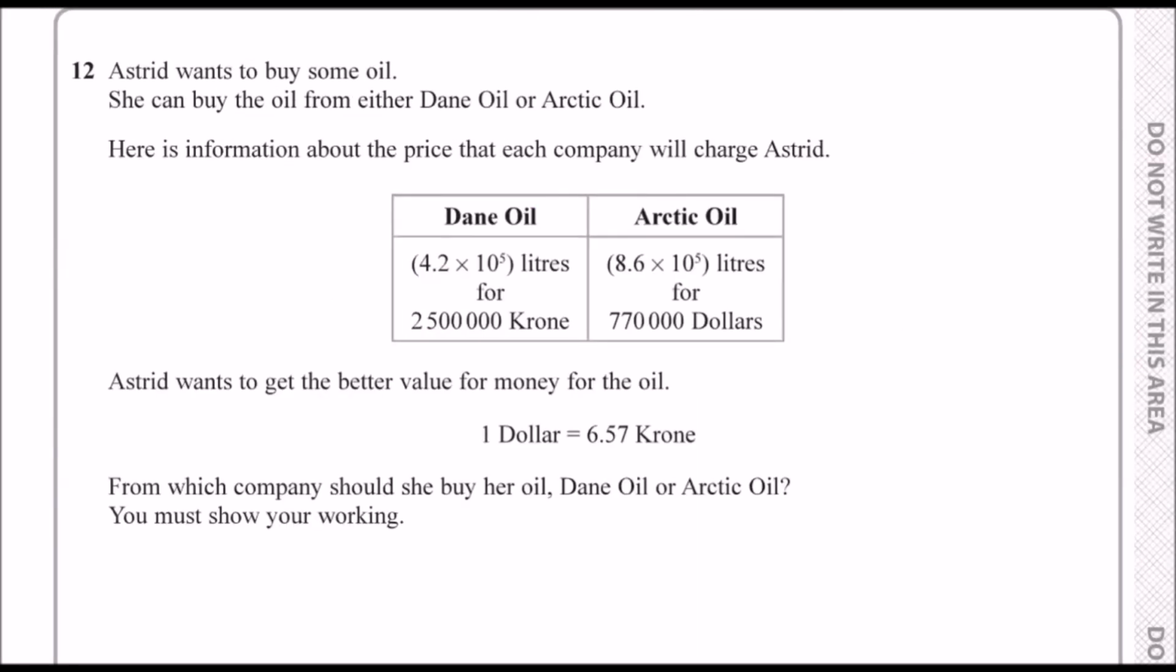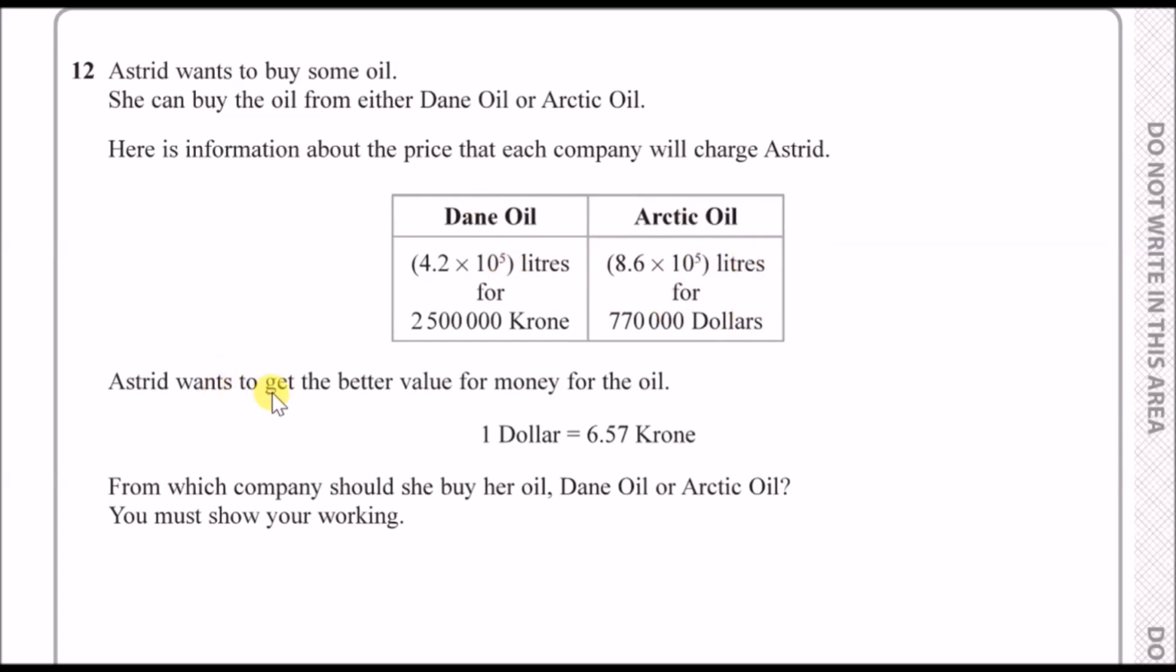Alright, 12. Astrid wants to buy some oil. Now she can buy oil from either the Dane Oil or Arctic Oil Company. Now here's some information about the price that each company will charge Astrid. Okay, so it looks over here that she's going to have 4.2 times 10 to the power 5 liters of Dane oil for that many krones. And this is a Norwegian currency, by the way, guys, yeah? And for Arctic oil, she'll get that many liters for quite a lot of dollars. Okay, so just a quick recap here. This many liters, if you put this in a calculator, is about 420,000 liters. So that's a really huge amount. So this is for our companies.